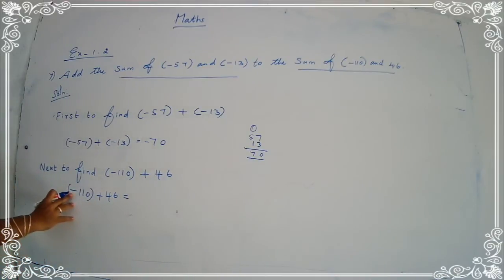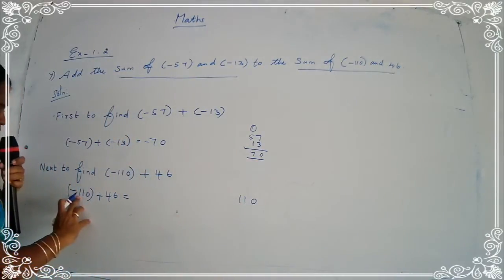What is the answer? You see here, this is a negative integer, this is a positive integer. Yes or no? Yes. So if the integers have opposite signs, that is, one is negative and another is positive, we find the difference and assign the greater value's sign. Yes or no, children? Yes. So first to find the difference. Difference means you always subtract the smaller number from the greater number. Here the greater number is 110, the smaller number is 46.